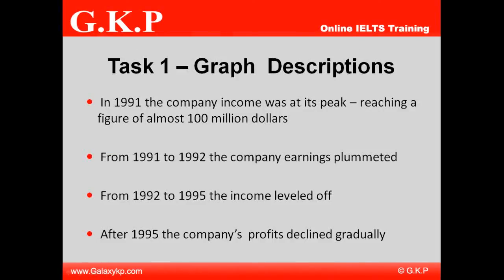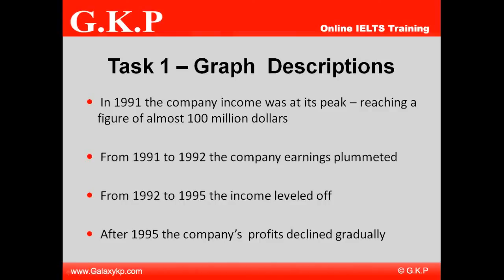So here are some classic or typical sentences for descriptions of graphs. Okay, here's one. In 1991, the company income was at its peak, reaching a figure of almost $100 million. From 1991 to 1992, the company earnings plummeted. So they weren't very profitable during that period. There was a lack of sales, a sharp lack of sales. It changed quickly.